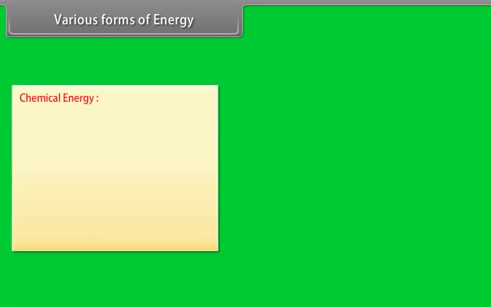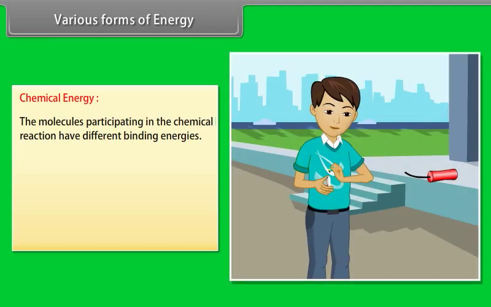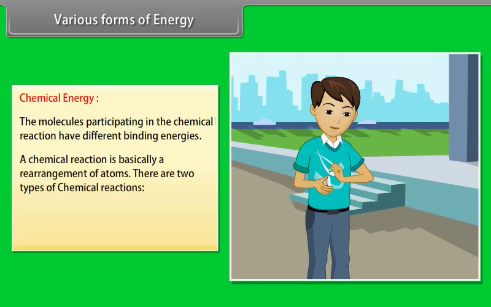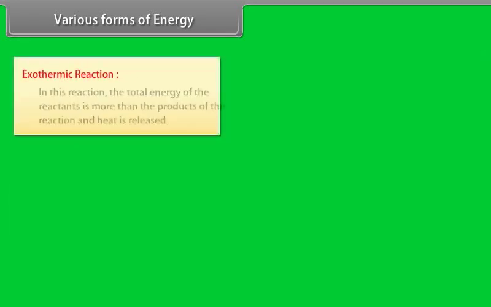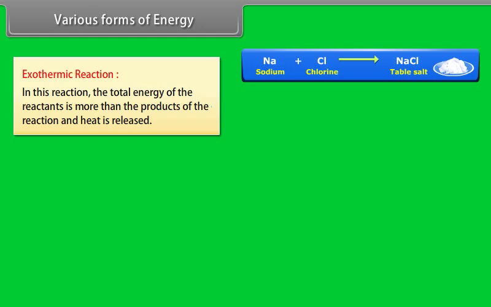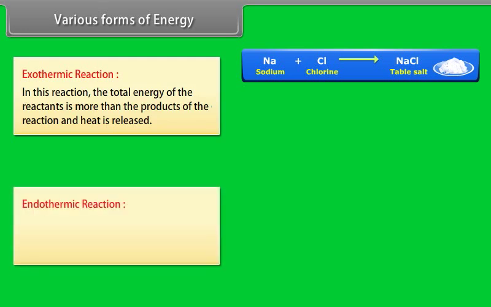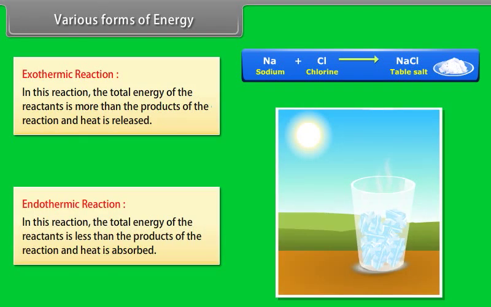Chemical energy. It arises from the fact that the molecules participating in a chemical reaction have different binding energies. A chemical reaction is basically a rearrangement of atoms. There are two types of chemical reactions: number 1, exothermic reaction, and number 2, endothermic reaction. Exothermic reaction. In this reaction, the total energy of the reactants is more than the product of the reaction and heat is released. Endothermic reaction. In this reaction, the total energy of the reactants is less than the product of the reaction and heat is absorbed.